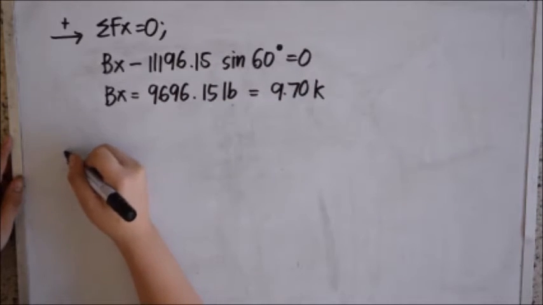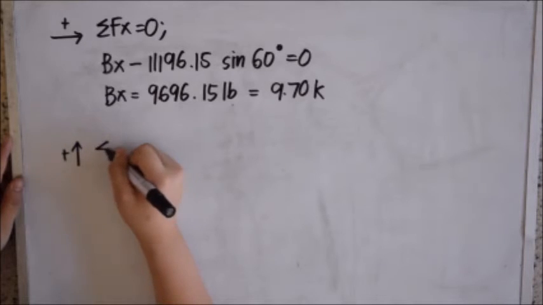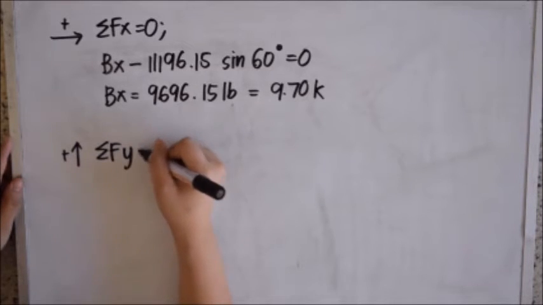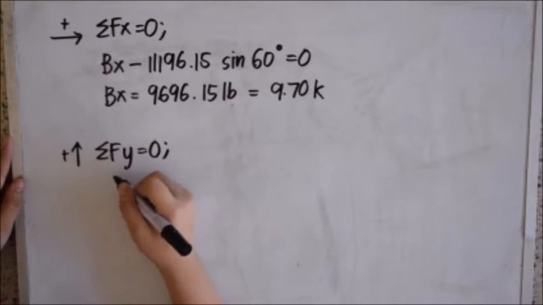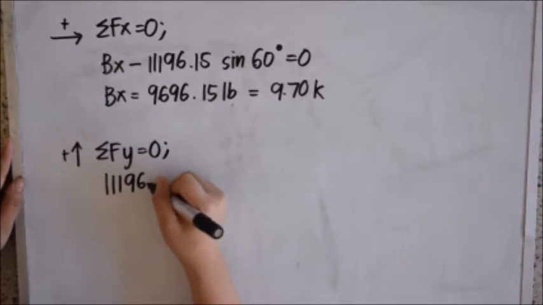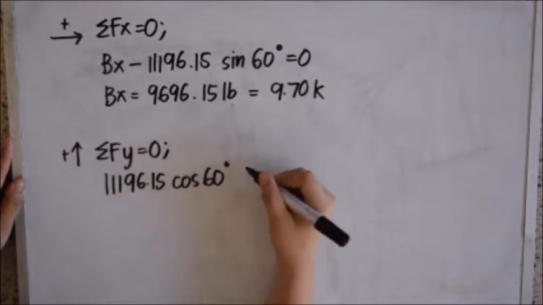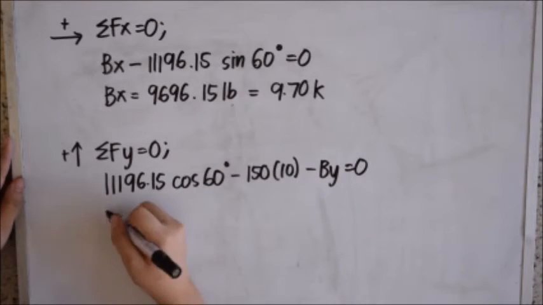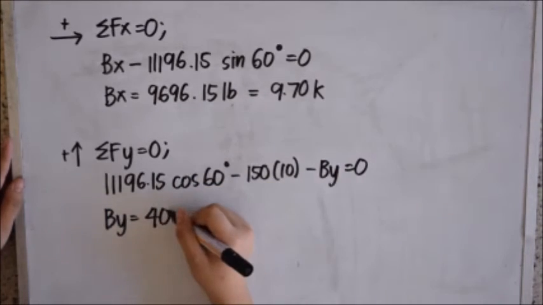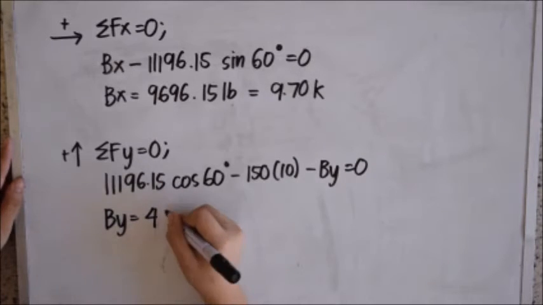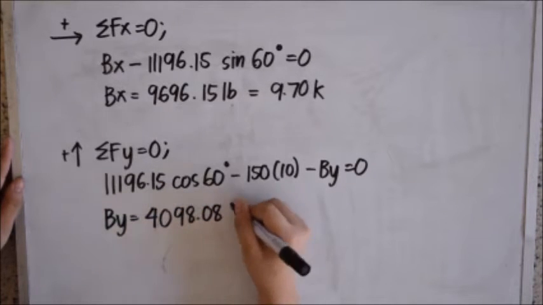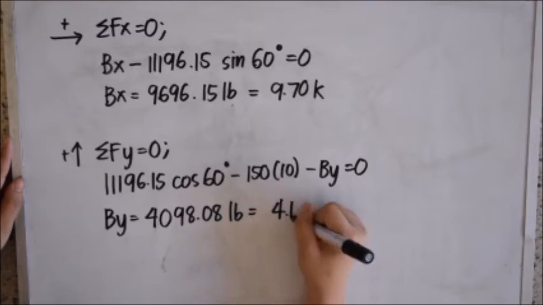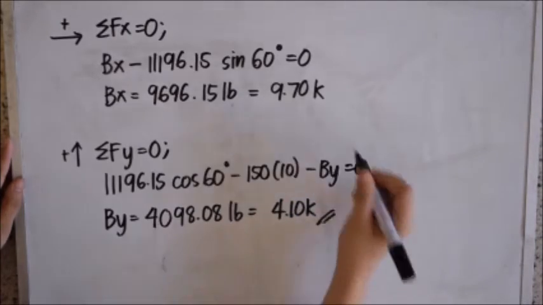Then, summation Fy lang para makuha yung sa By. So, summation f of y is equals to 0. 11,196.15 cosine 60 minus 150 times 10 minus By is equals to 0. So, ang By natin is equals to 4,098.08 pounds, which is 4.10 kips.